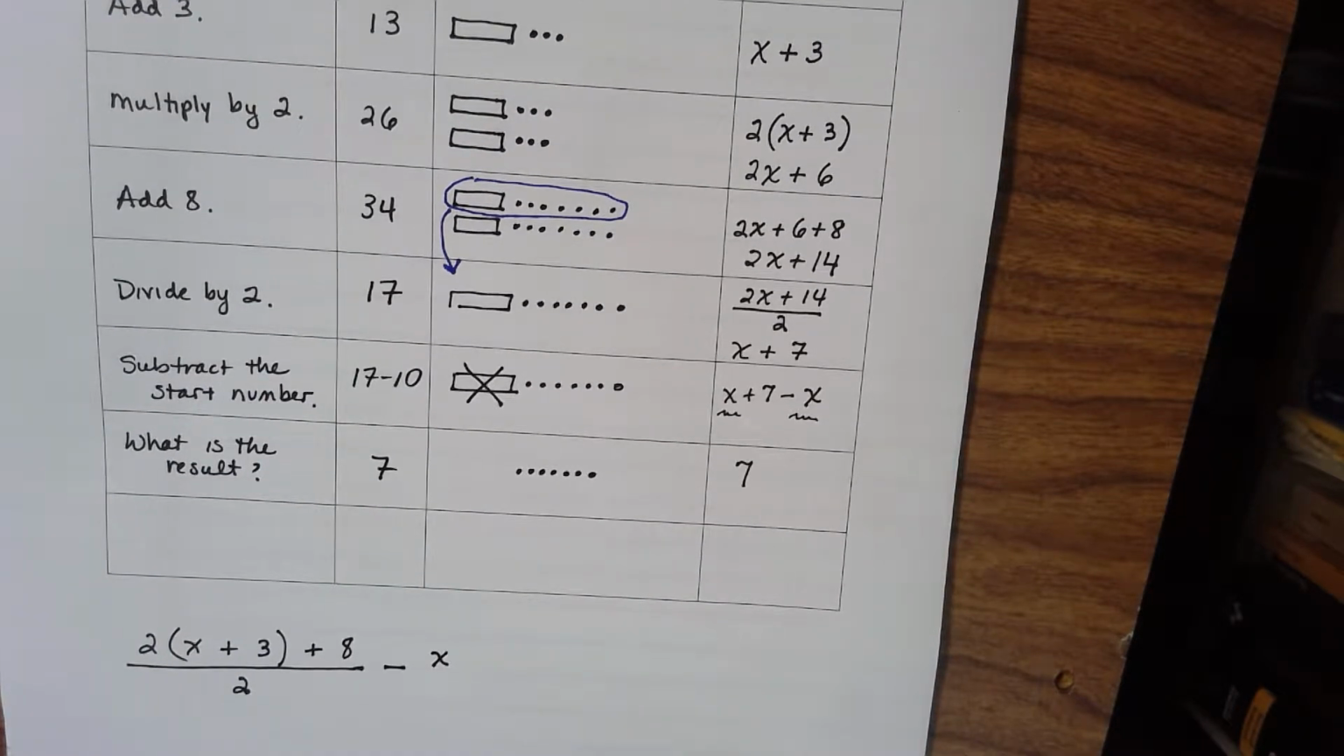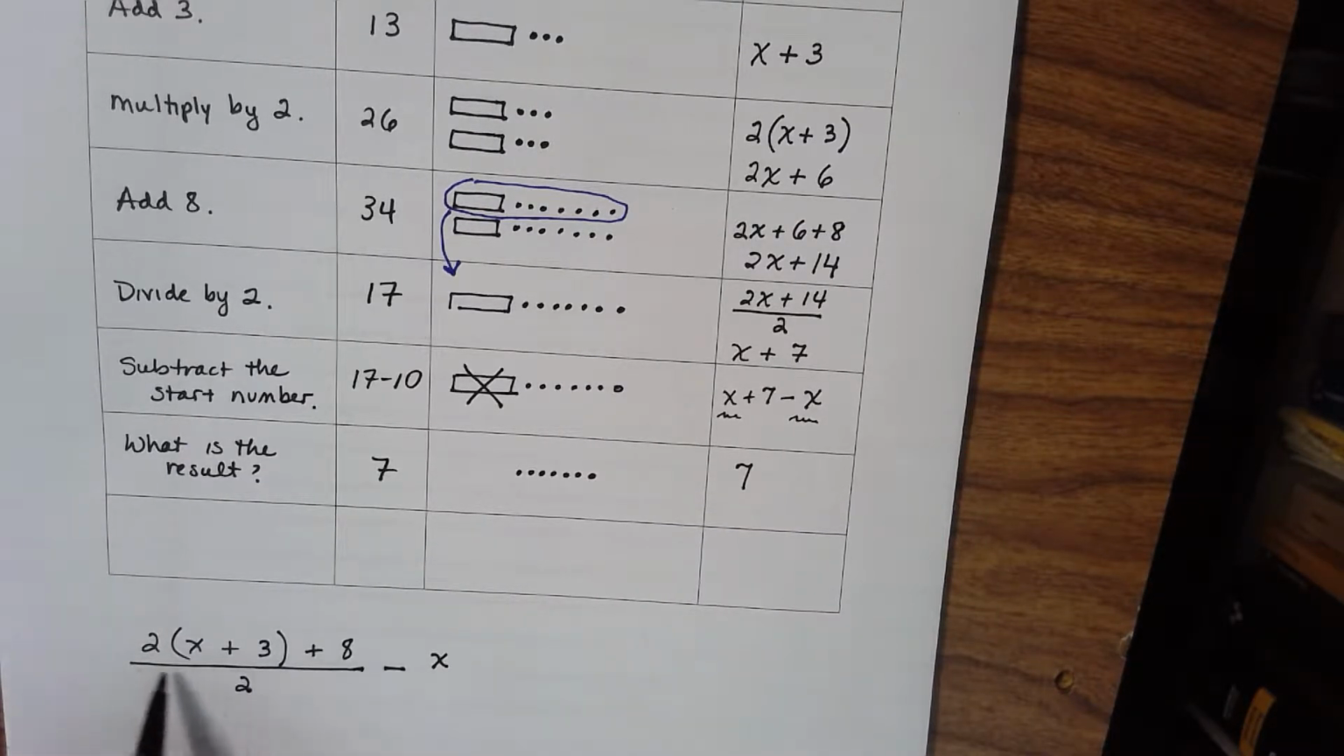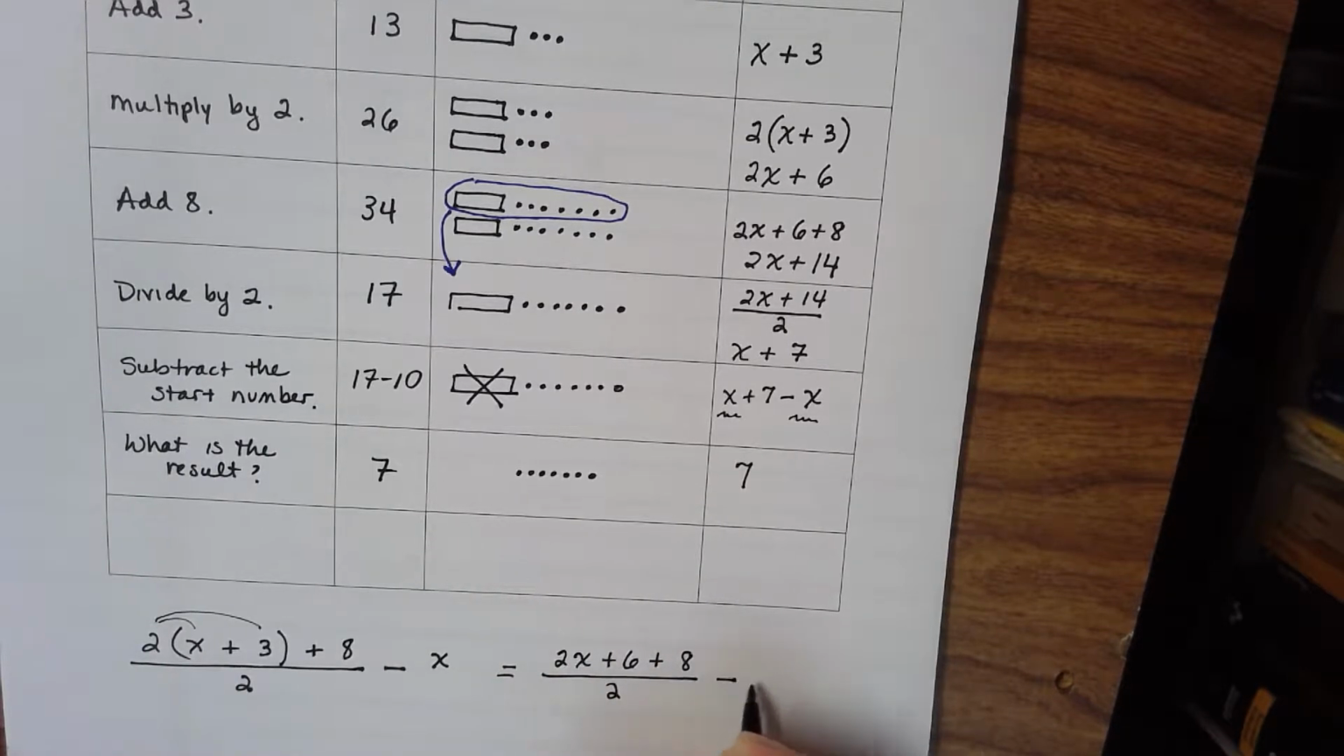If we were just given this expression and asked to simplify it, we would need to start in the innermost grouping here. So this 2 times the quantity x plus 3 is grouped within the numerator. This fraction bar is grouping that numerator all together. So we would start by using the distributive property here. So this is going to become 2x plus 6 plus 8 over 2, and then minus x is our separate term. Okay, so now the fraction bar is grouping, so we want to simplify within the numerator.